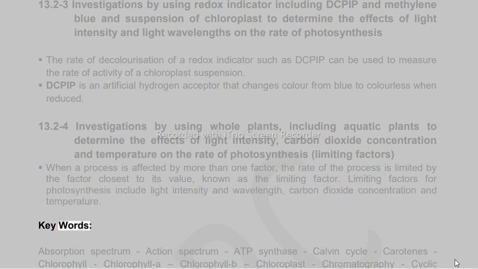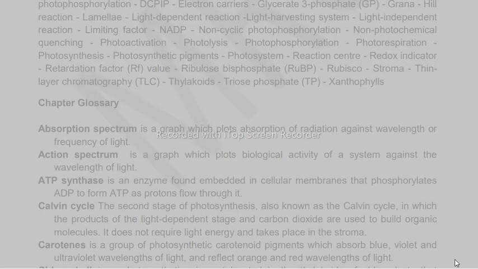Key words: absorption spectrum, action spectrum, ATP synthase, Calvin cycle, carotenes, chlorophyll, chlorophyll A, chlorophyll B, chloroplast, chromatography, cyclic photophosphorylation, DCPIP, electron carriers, glycerate 3-phosphate, GP, grana, Hill reaction, lamellae, light-dependent reaction, light harvesting system, light-independent reaction, limiting factor, NADP, non-cyclic phosphorylation, non-photochemical quenching, photoactivation, photolysis, photophosphorylation, photorespiration, photosynthesis, photosynthetic pigments, photosystem, reaction center, redox indicator, retardation factor, Rf value, ribulose bisphosphate, RuBP, Rubisco, stroma, thin layer chromatography, TLC, thylakoids, triose phosphate, TP, xanthophylls.